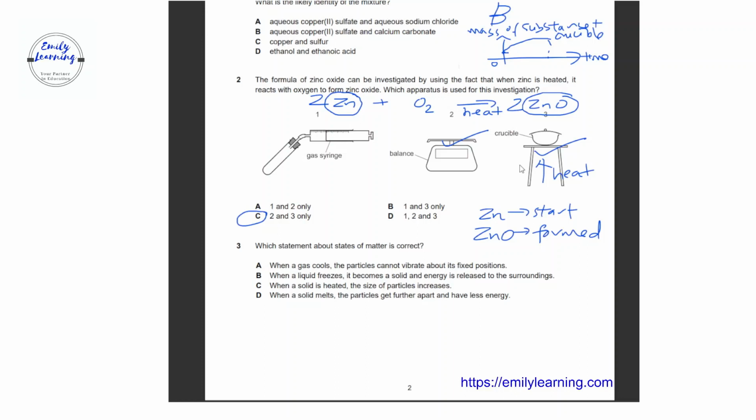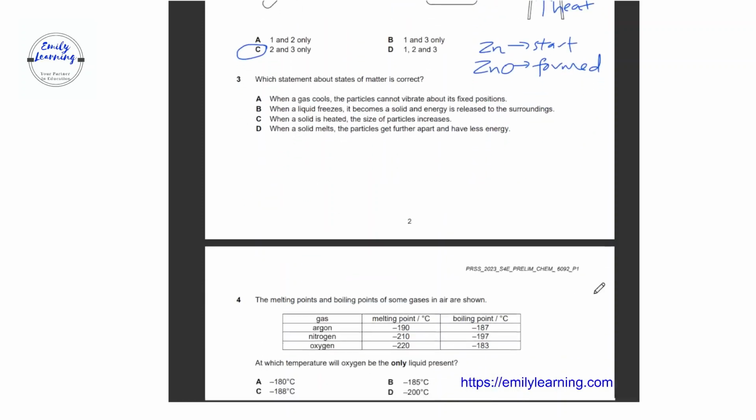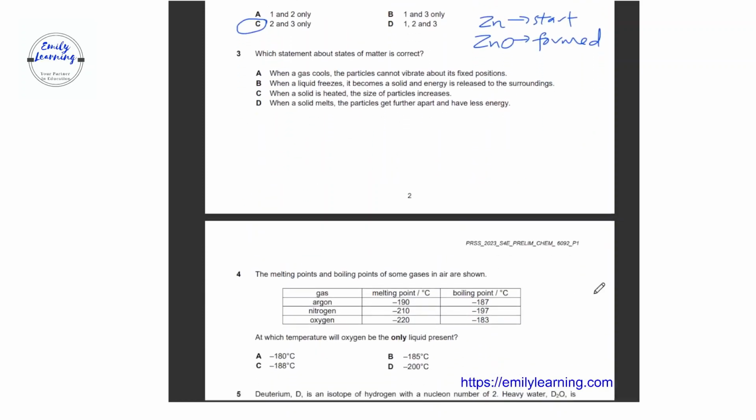All right. Now moving on to question 3, which statement about the states of matter is correct? So states of matter, we are looking at solid, liquid and gas. We are also looking at the change in state, for example, boiling, condensation, freezing and melting, as well as sublimation. So let's look at this.